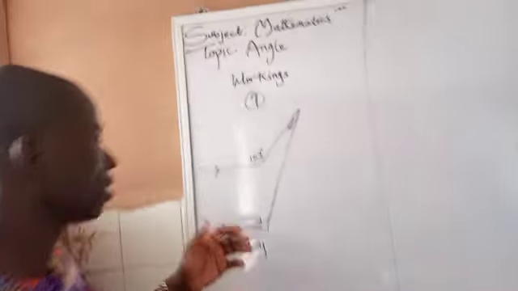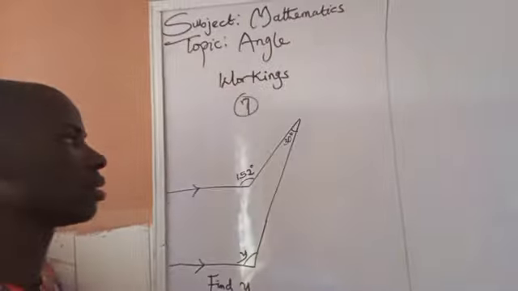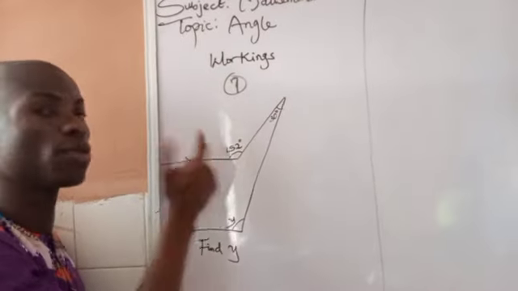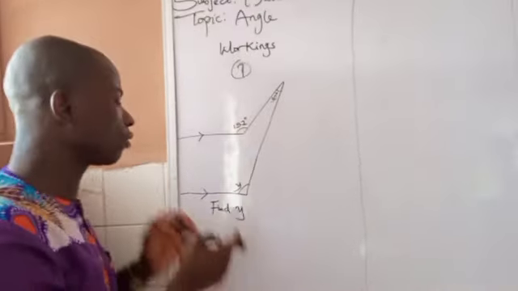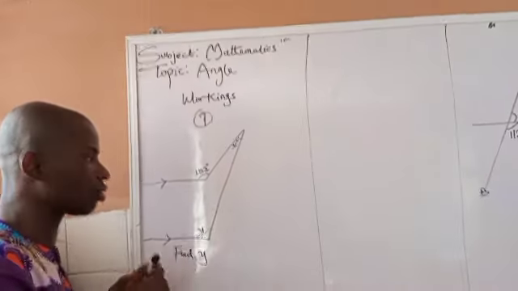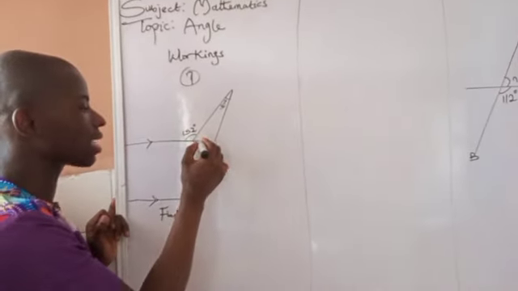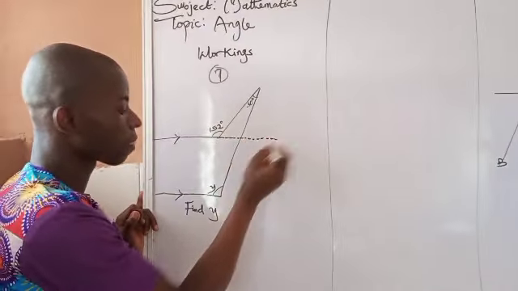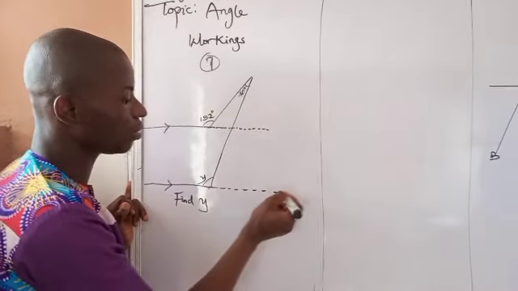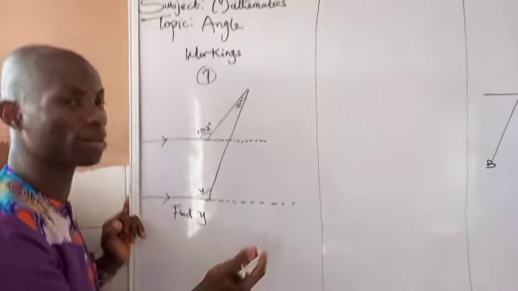Question 7. They ask us to find y. We have 30 degrees here. We have 152 degrees here. Now, don't forget, this line and this line, they are parallel to each other. And that is to say that this can still continue, and this can still continue, like they used to say that parallel lines can never meet.